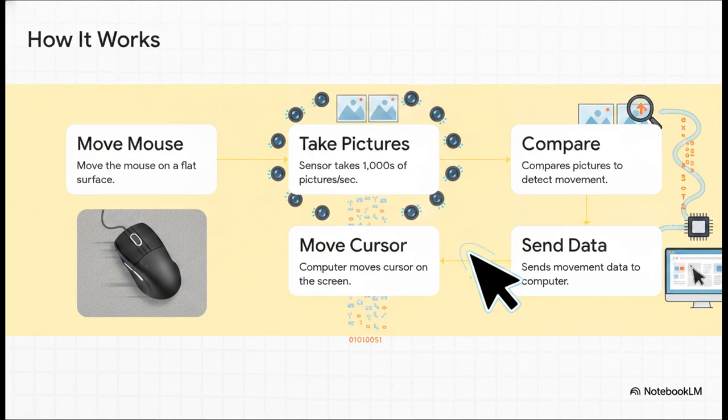Well, it happens in 5 lightning-fast steps. First, you move the mouse on a flat surface. Second, the sensor takes those thousands of pictures per second. Third, the hardware instantly compares those sequential pictures to each other to detect microscopic differences, calculating your exact direction and speed. Fourth, it packages that movement data and sends it to the computer. And finally, fifth, the computer translates that data to cursor motion. All of that computation, the picture taking, the comparison, it all happens in fractions of a millisecond.